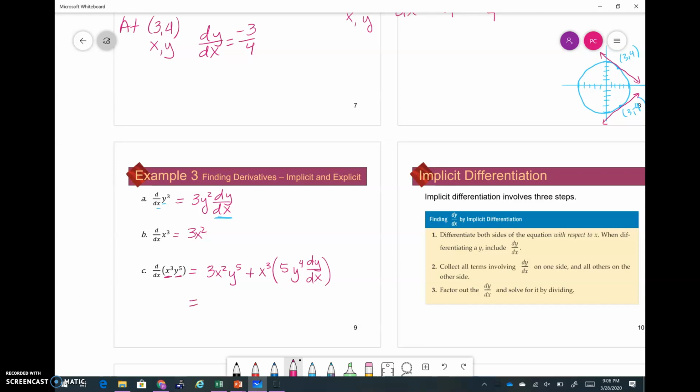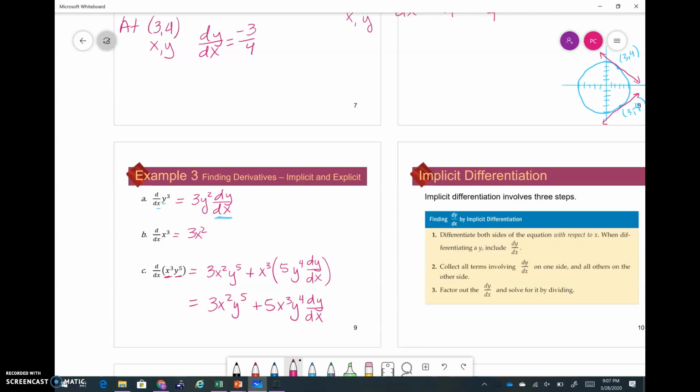So if we simplify this and rewrite it a little bit, we end up with 3x squared y to the 5th plus 5x cubed y to the 4th dy over dx. And you're done. Again, on the first part of that equation, we only took the derivative with respect to x of an x, so I don't have to tack anything on.